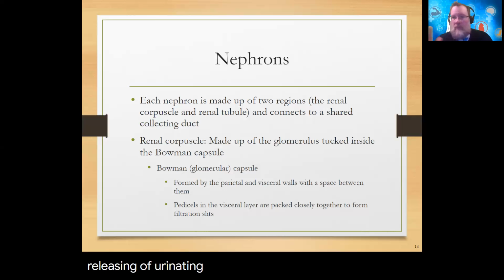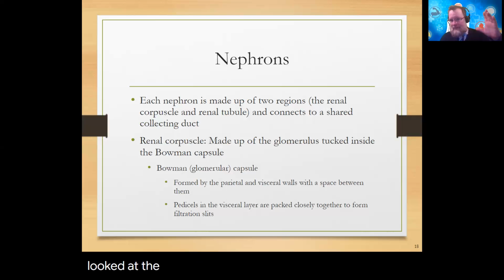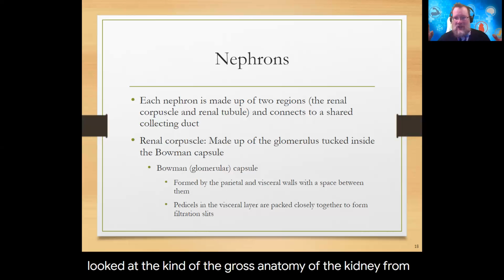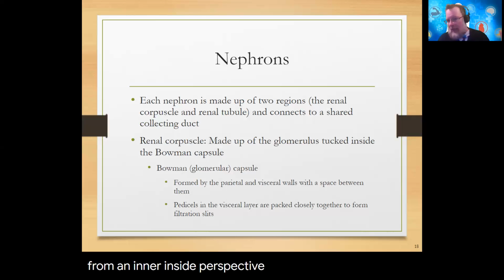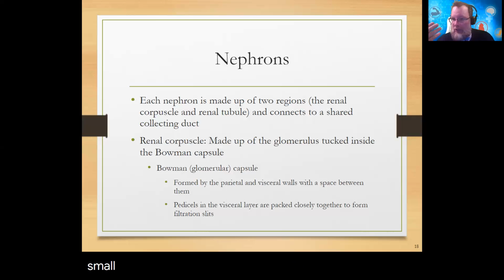All right, so that's that. Now we're just about done. So the big scale stuff is done. Kidneys, ureters, bladder, urethra. Pretty straightforward. We looked at the gross anatomy of the kidney from an inside perspective, right? We did a frontal cut or a coronal cut to expose what's inside of the kidney. So now we're going to go a little bit further and look at that small functional unit called a nephron.